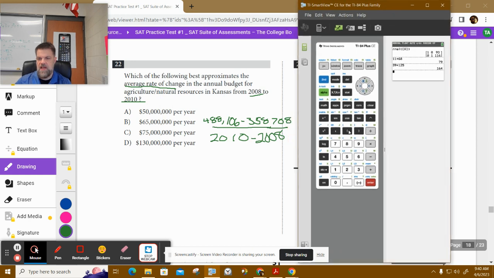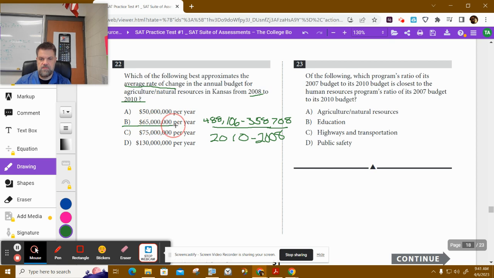I'm going to do in parentheses 488,106 minus 358,708 close parentheses divided by, what's 2010 minus 2008? 2. So I get 64,699. What's that the closest to? Probably B, right? B.